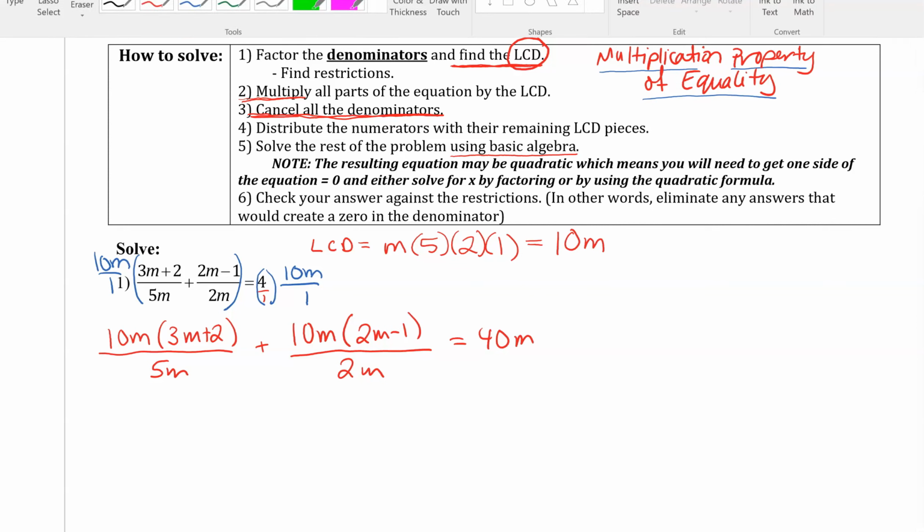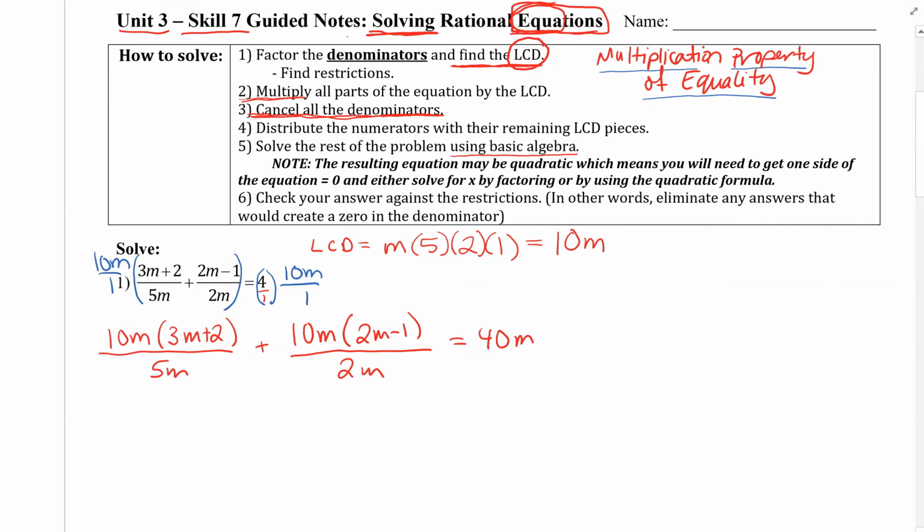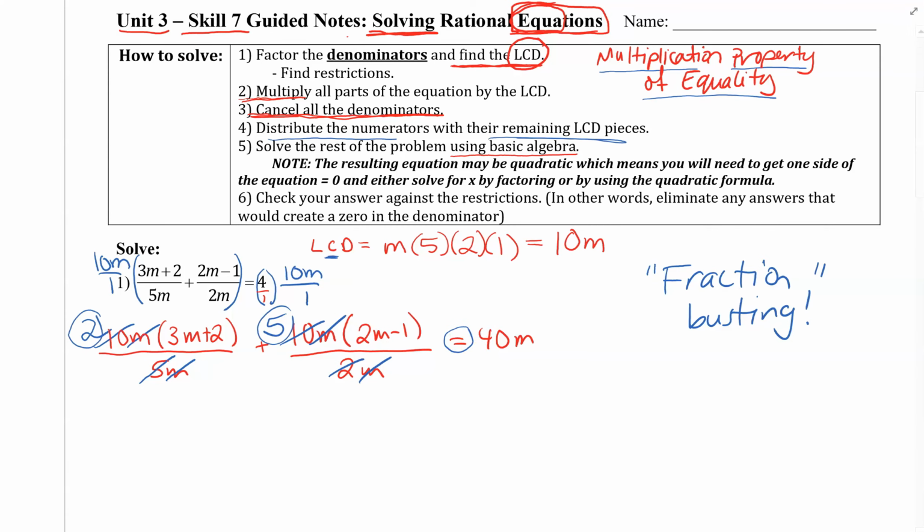Then this is where the magic happens, right? This is where things get awesome. All my denominators are going to cancel out. Every single one will be gone, okay? There's another name for this, by the way. It's called fraction busting. How awesome is that? That we can just bust these fractions out and then not have to work with them for the rest of the equation. It's such a wonderful thing, and it's all possible because of this lovely equal sign.